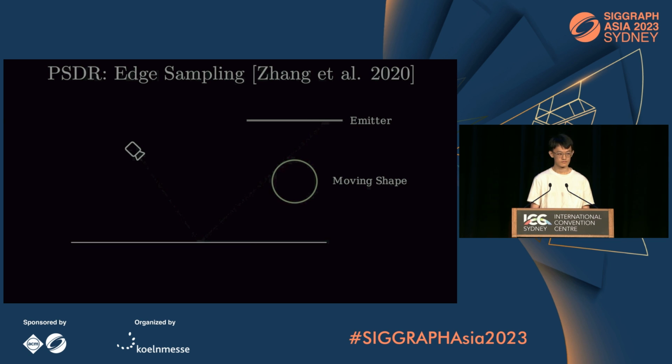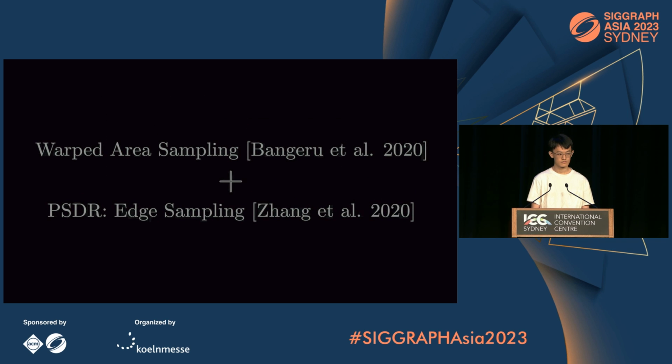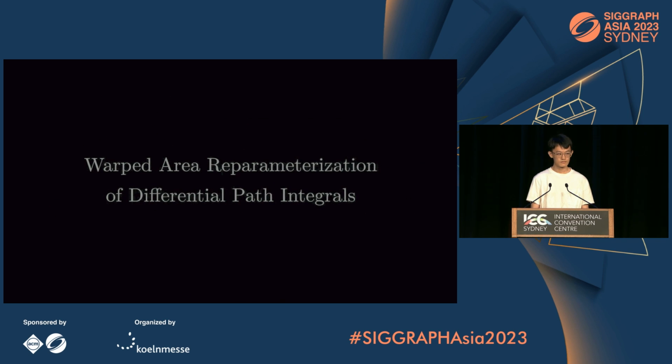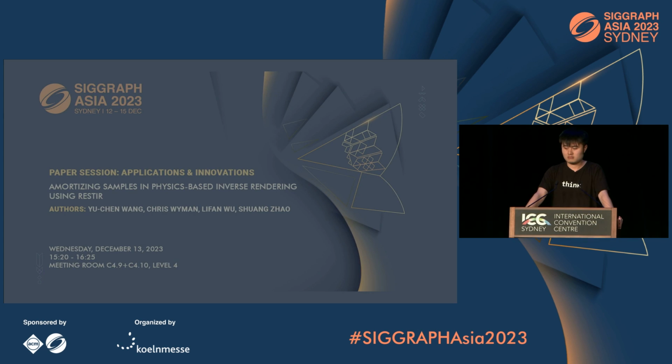Imagine combining their powers. Our method rewrites warped-area sampling in path space to harness the strength of both methodologies. This novel formulation not only enhances our capability to handle intricate scenes, but also elevates the efficiency of the optimization process.